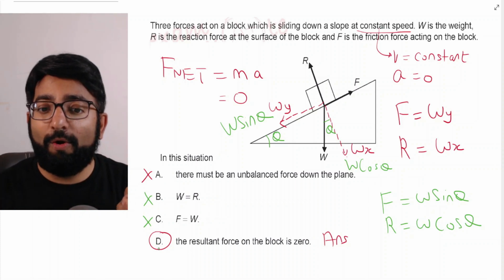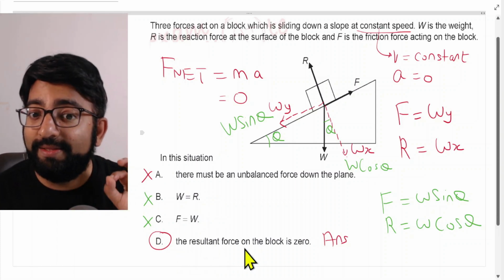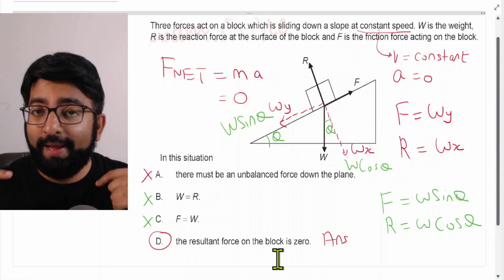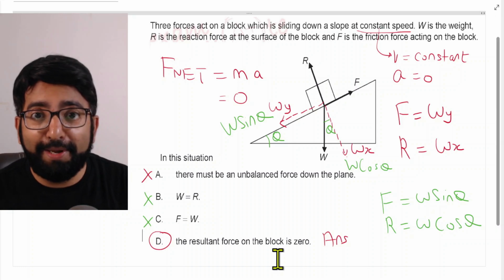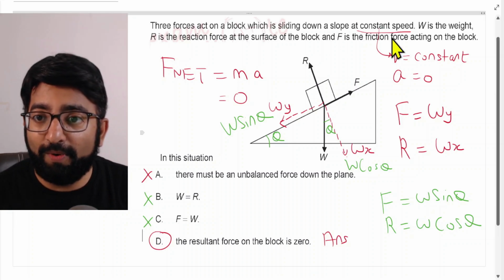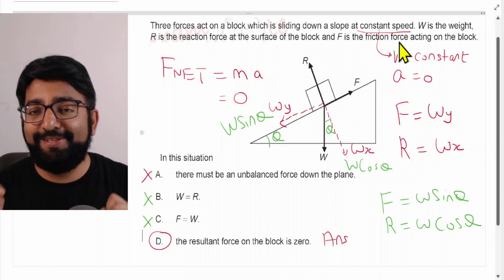The only correct option is D, which states that the resultant force is zero. And why is that happening? Because the acceleration is zero. And why is that happening? Because the speed of the block is constant. And that's how we solve.